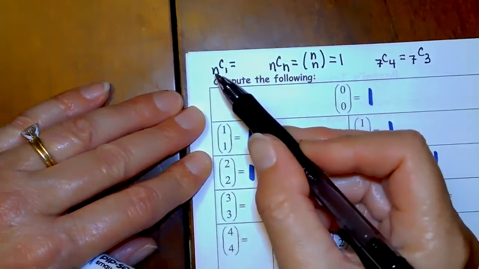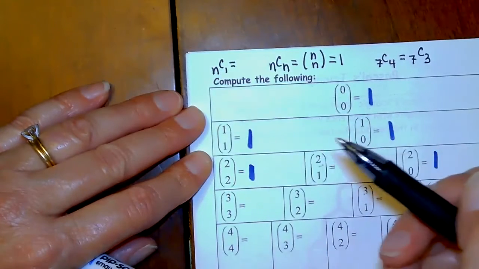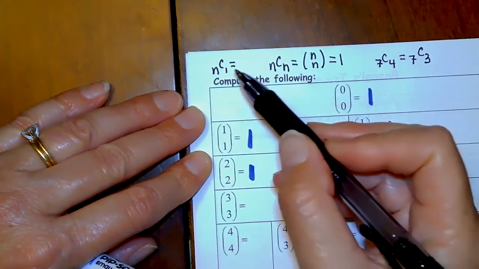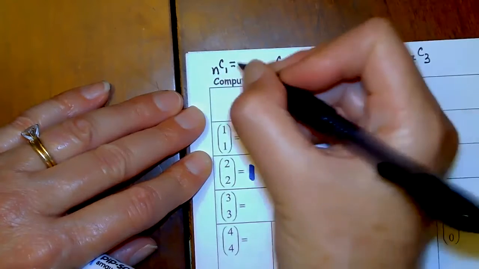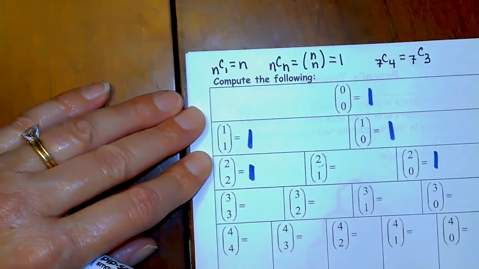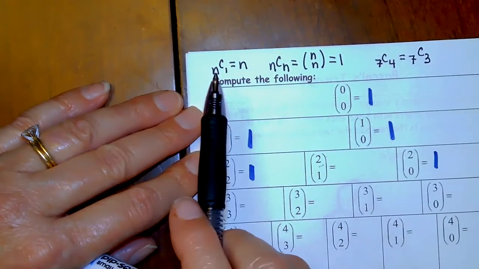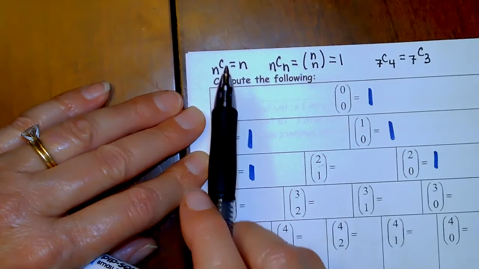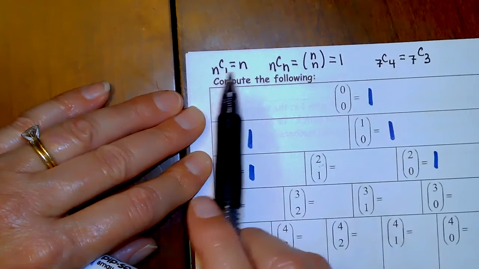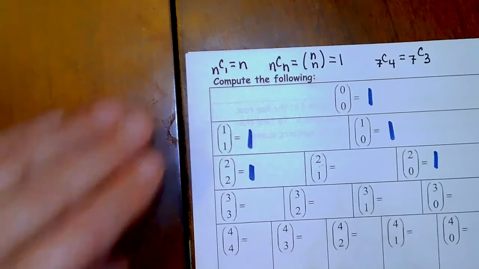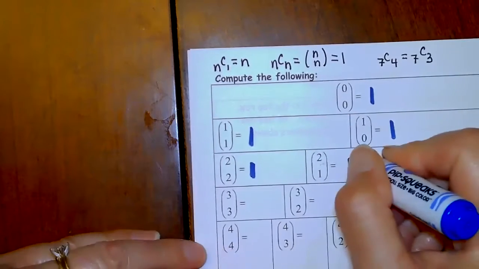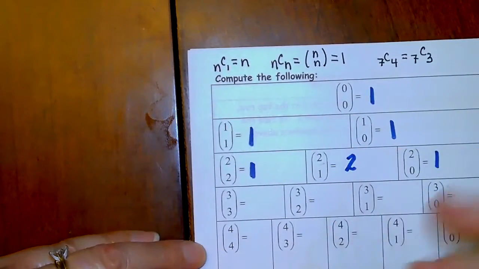This is asking us, how many groups of 1 can I get from n items? Well, if I want groups of 1 from n items, there's n different ways that I can have that happen. So no matter what number this is, choose 1 is going to be this number every single time. So 2 choose 1 is 2.